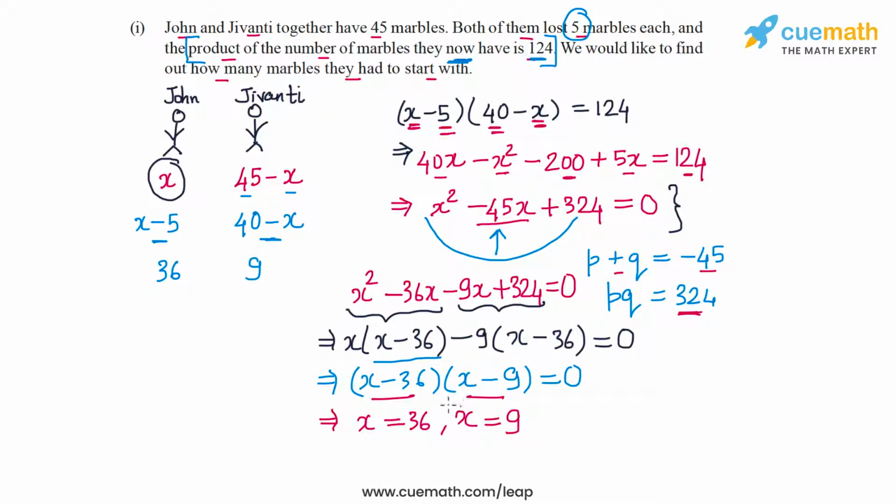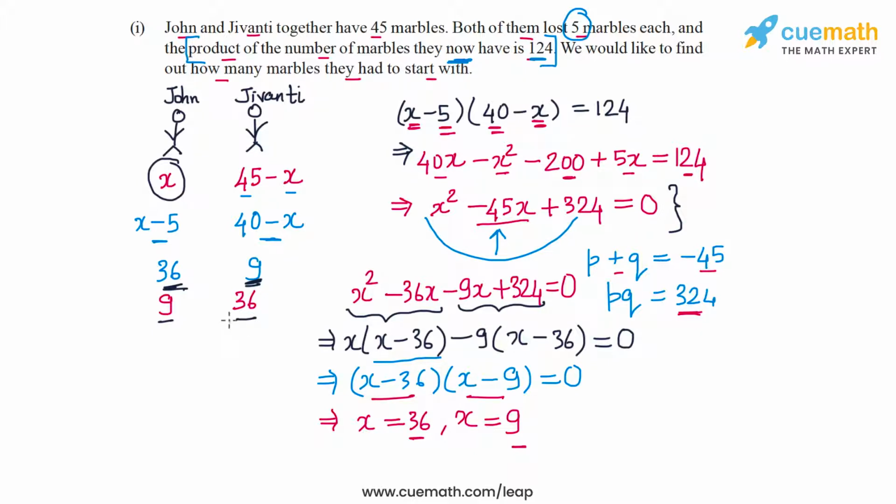But the other solution is also possible. If instead of taking x equal to 36, I take x equal to 9, then John had 9 marbles to begin with and Jivanti had 36 marbles to begin with. Because we are not told who had more marbles, both of these answers will work. So what we can say at the most is that the two of them had 36 marbles and 9 marbles respectively, and we don't know which one had how many. So the two possible answers are John had 36 and Jivanti had 9 marbles, or John had 9 marbles and Jivanti had 36 marbles.